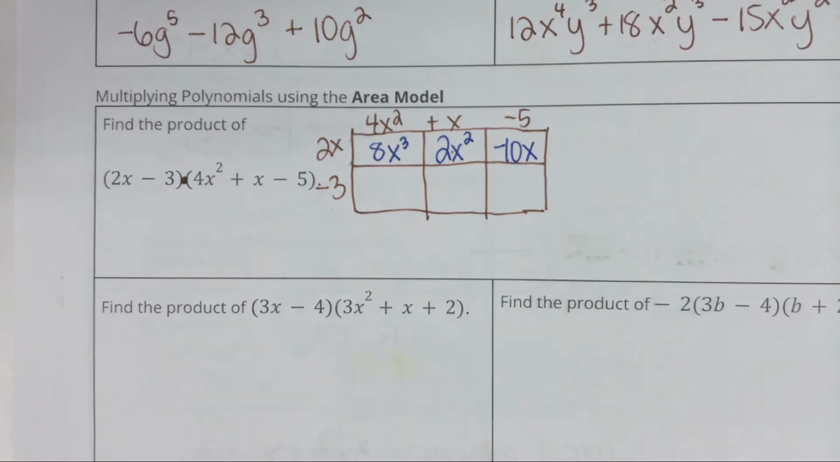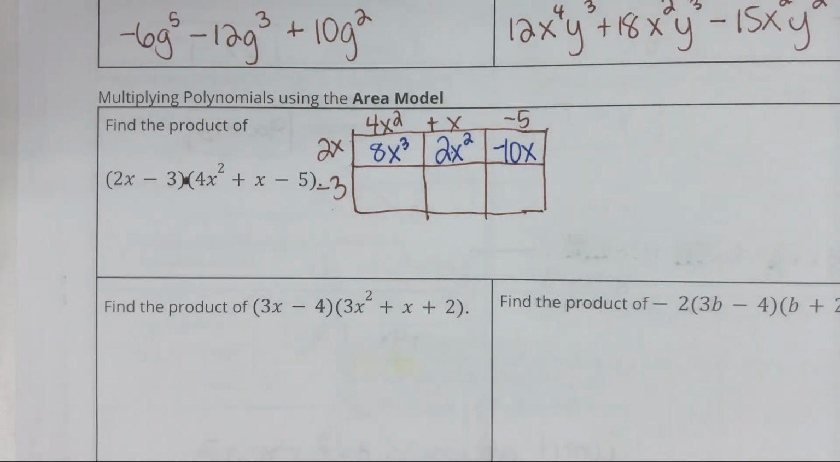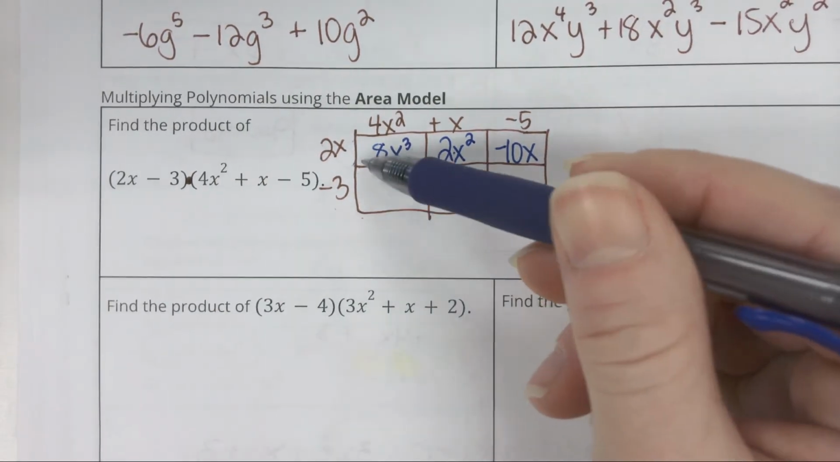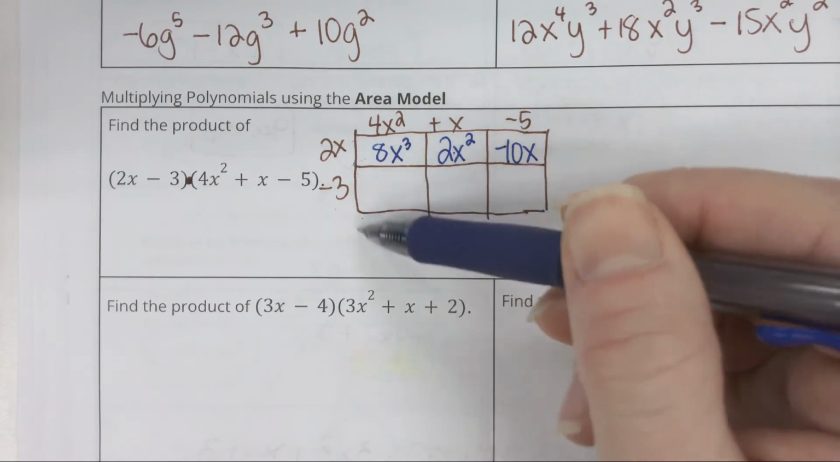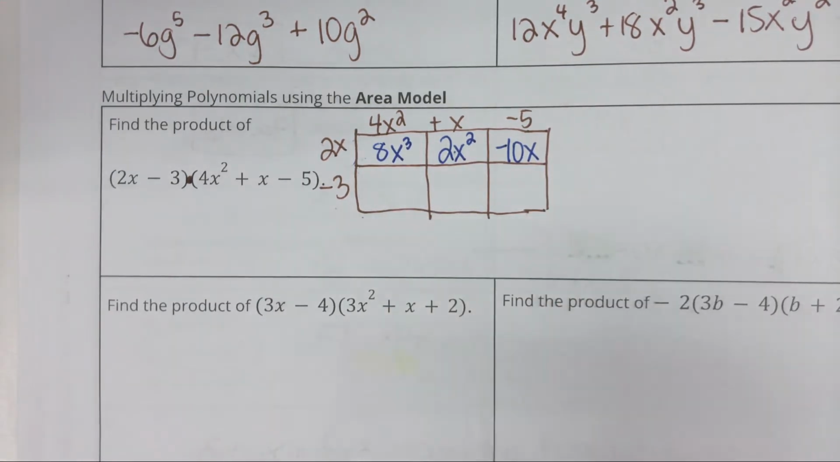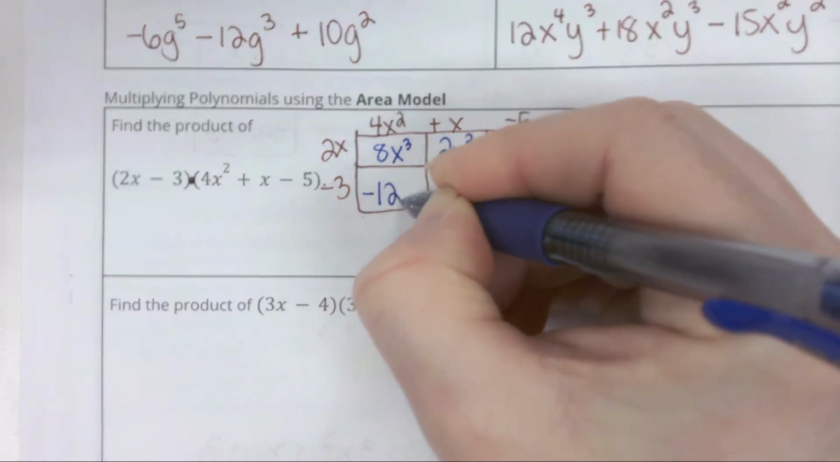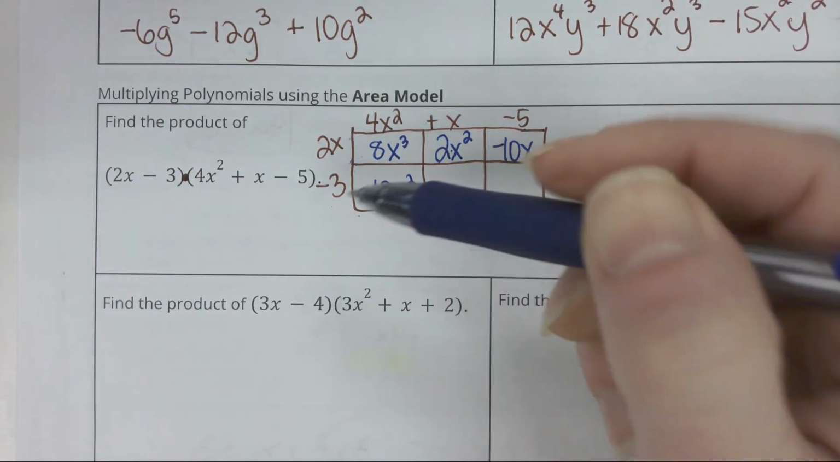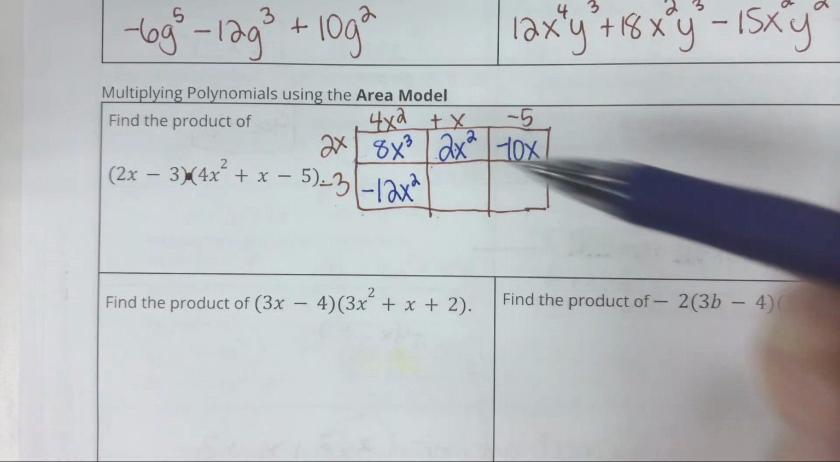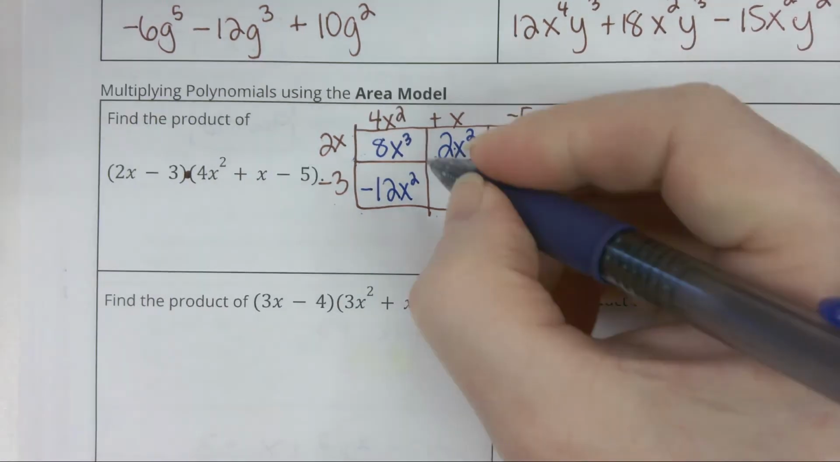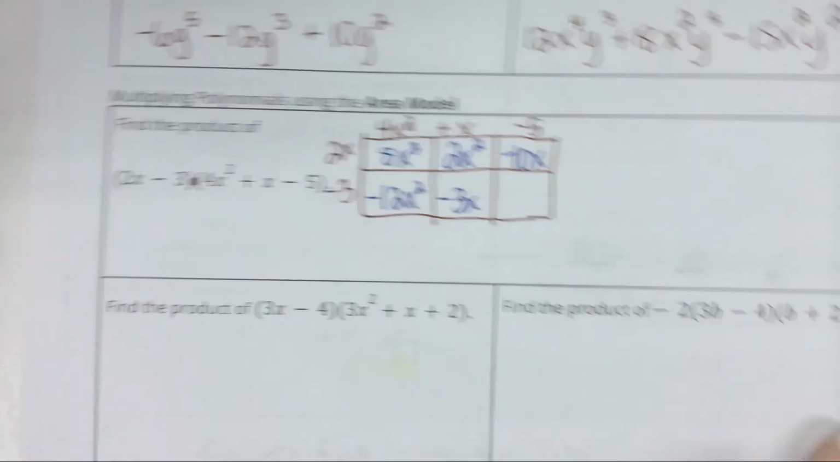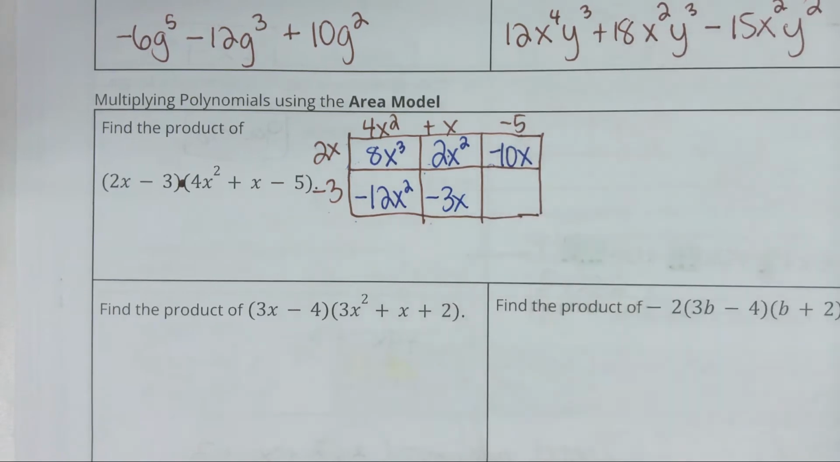Now let's go down to the rectangles on the bottom. These ones are going to multiply by a -3. What's -3 times 4x squared? Negative 12x squared. What's -3 times x? Minus 3x. And how about -5 times -3?